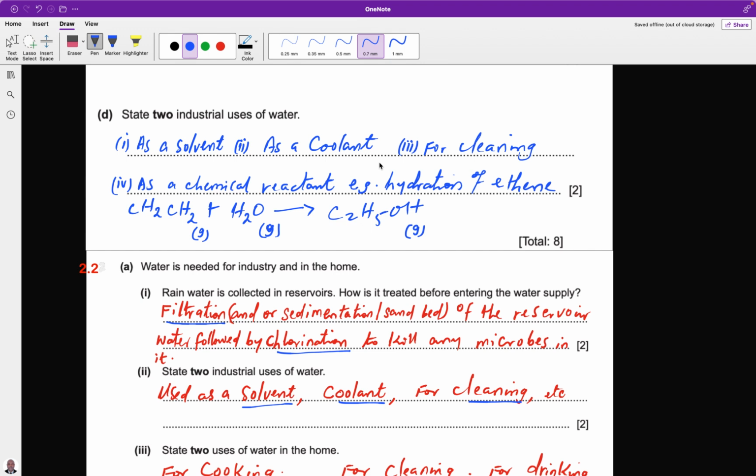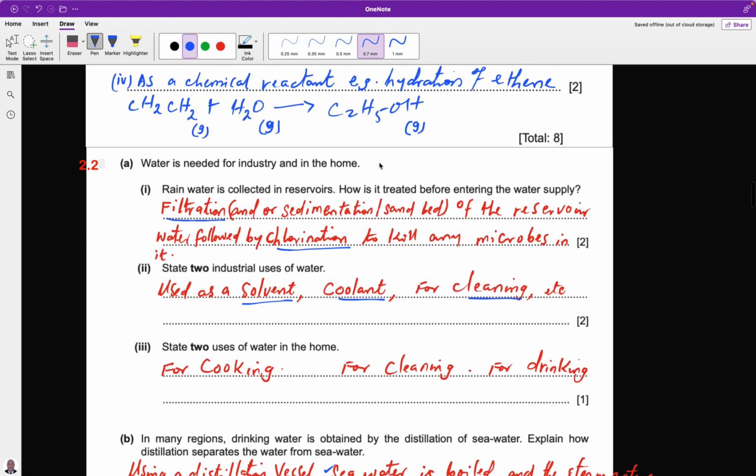We can also use it as a chemical reactant too. Besides the production of sulfuric acid, we can use it as a chemical reactant, like in the case of hydration of ethene, when we want to make ethanol, we will react ethene plus water to have our ethanol. So there were just 2 marks there. You have a list of choices here to make.